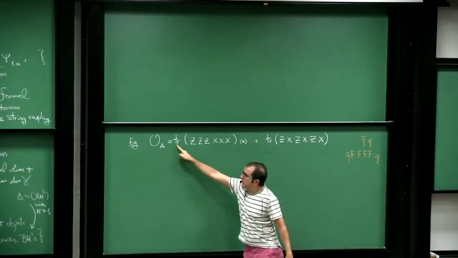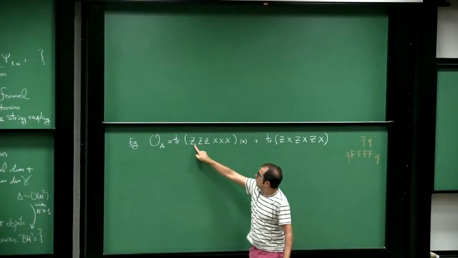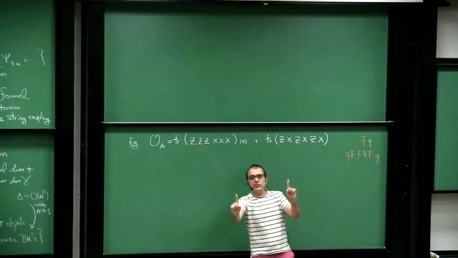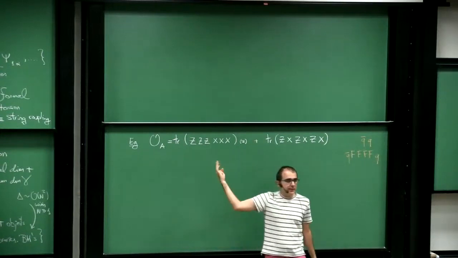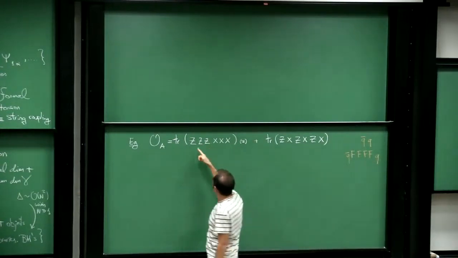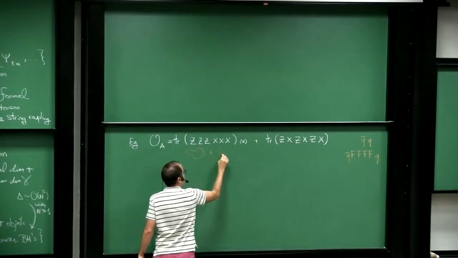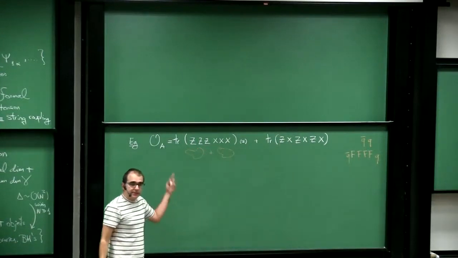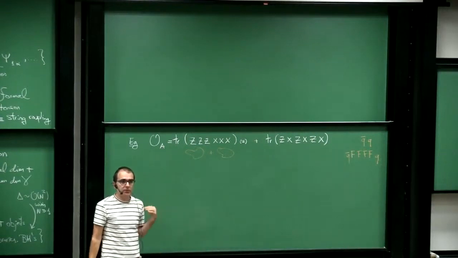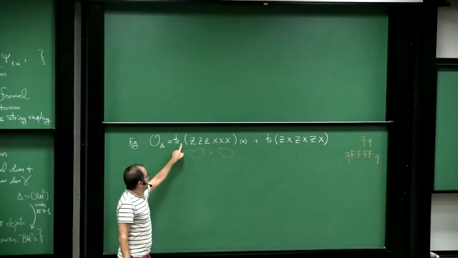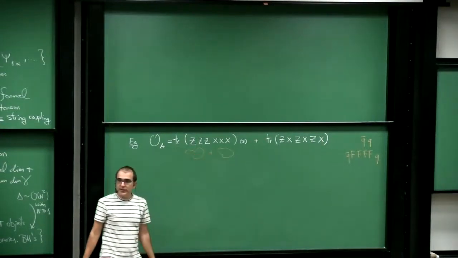Here, instead, it's more like a closed string. You see a trace, it's a cyclic object, and you read it like a string. It's a string where I have three Zs and then three Xs. And indeed, this object looks not only like a string, it looks like a linear combination of two possible string states. And that's exactly what this duality with string theory proposes, that you should think of this object in the gauge theory literally as a string and there another string.